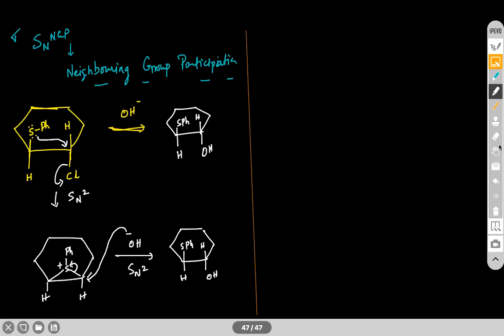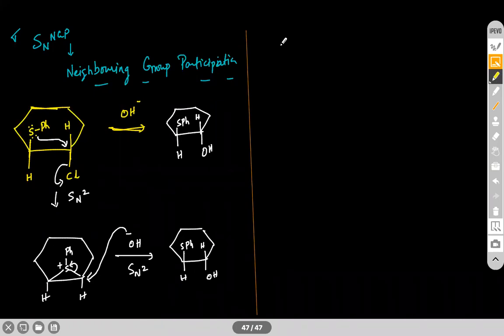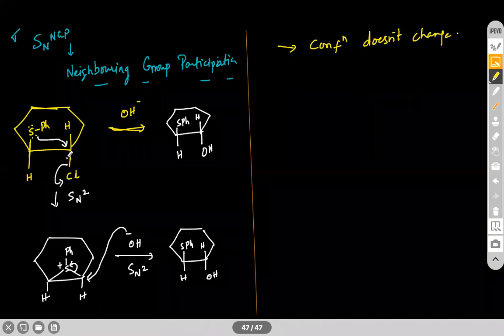Two properties of these reactions are important. First of all, the configuration does not change. Configuration does not change. Means what? If it is R, this also will be R, R and R.